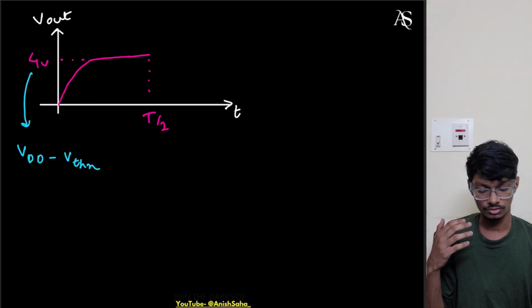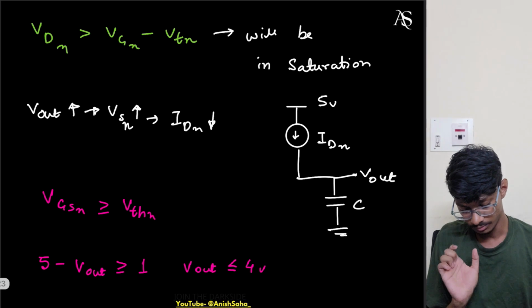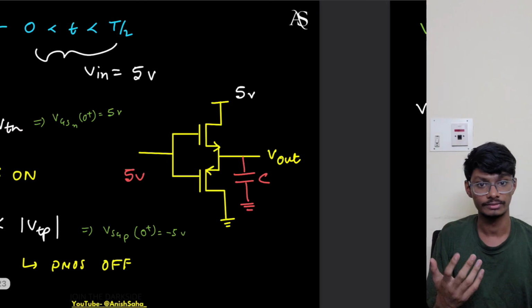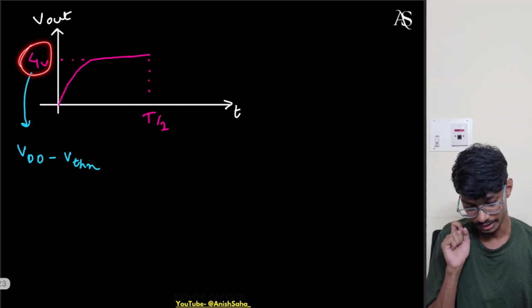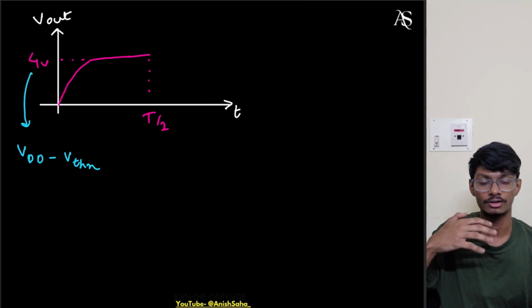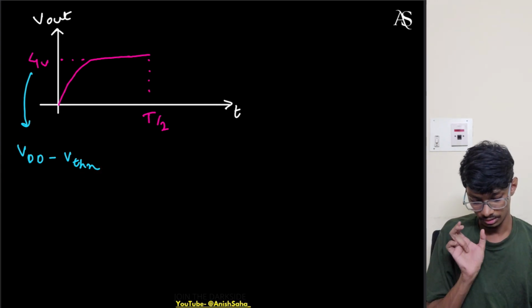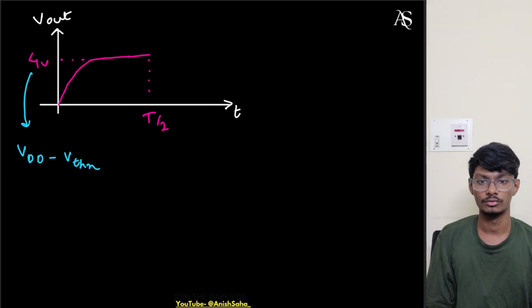minus VTHN. So when the input is high, we are saying that the output is also high, but it isn't exactly going all the way up to VDD. It is going to VDD minus VTHN. So this is case 1. Now we'll go for case 2.